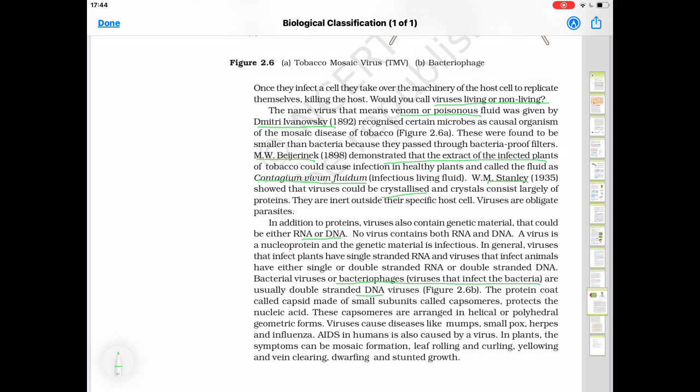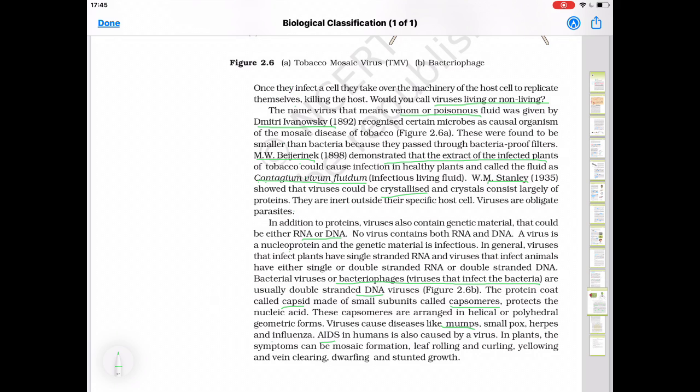On the outer side of the virus, the protein coat is present, which is known as capsid, which is made up of small units known as capsomeres. Capsomeres join and form the capsid. Viruses cause mumps, smallpox, herpes, and AIDS in humans.